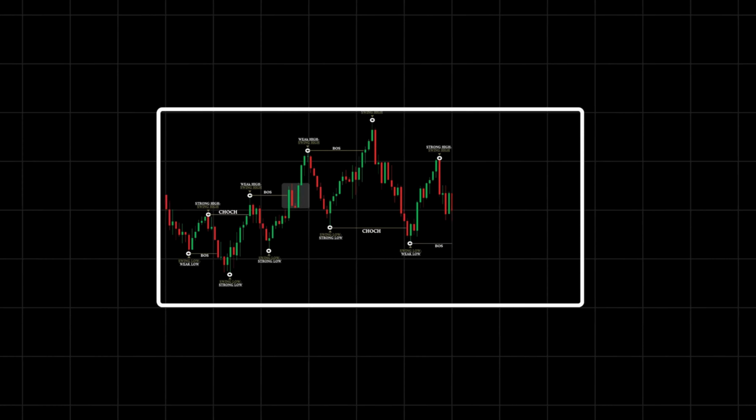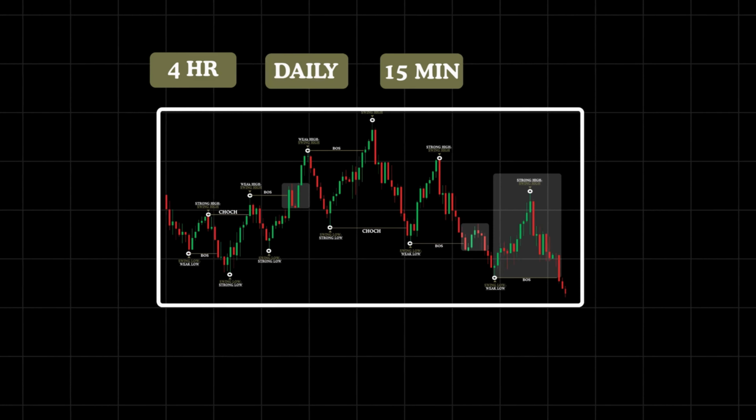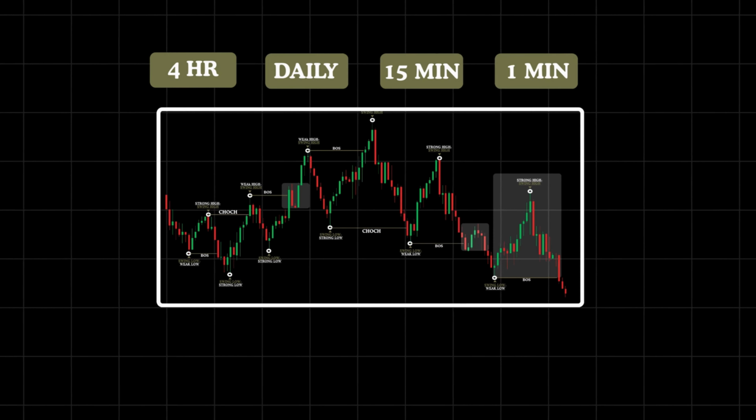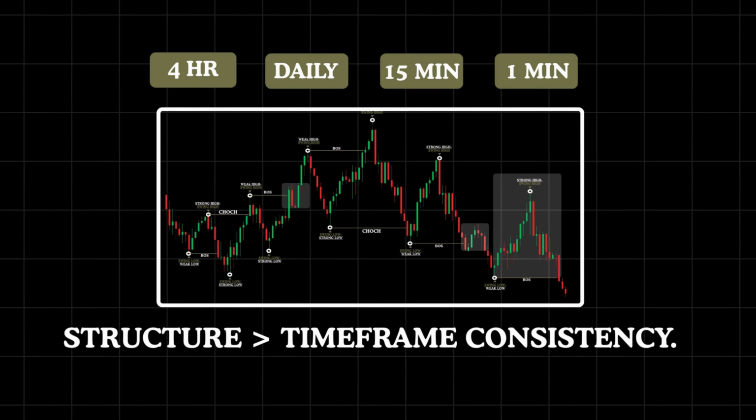A lot of traders ask me, which time frame should I use? Here's the truth. It's not really about the time frame, it's about the structure. Whether you're on a 4-hour, daily, 15-minute, or even a 1-minute chart, the way you read market structure doesn't change. The key is staying consistent.